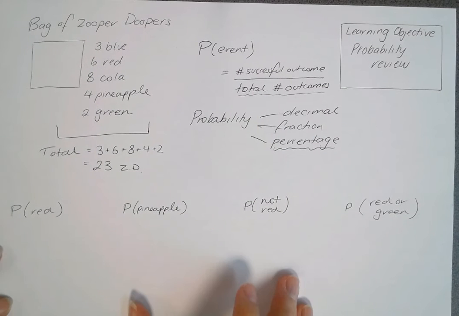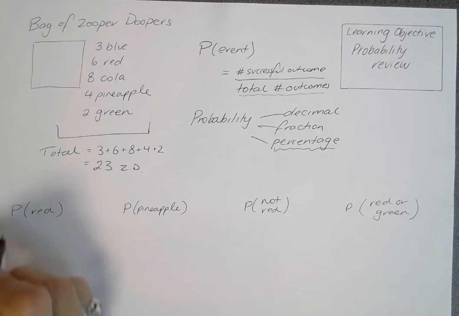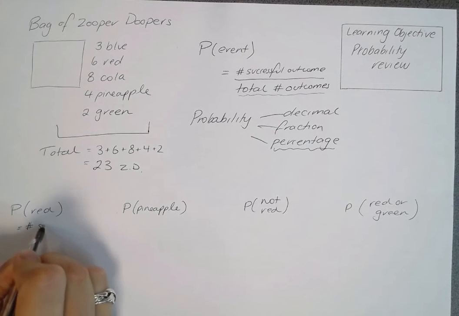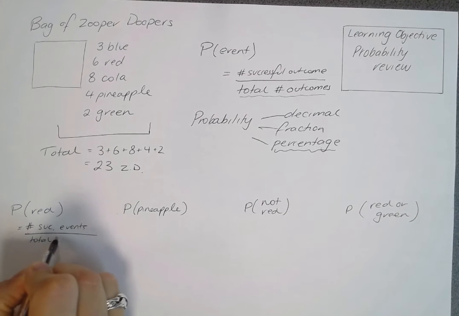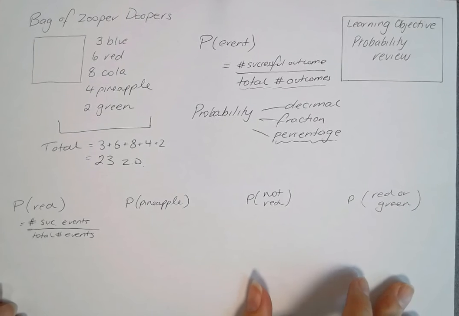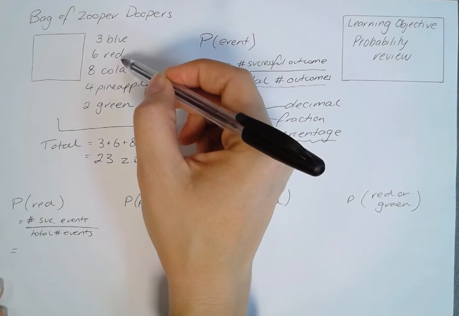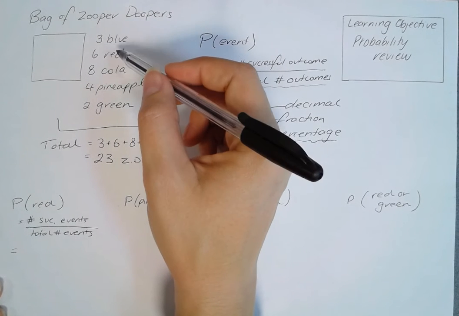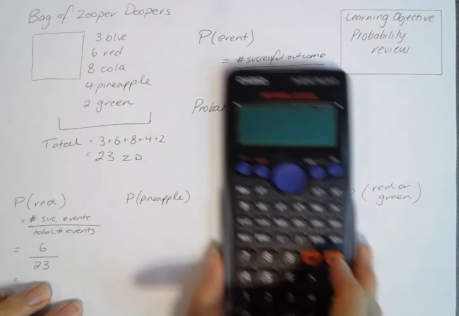Alright, so now we're trying to figure out the probability of this event, pulling out a red one out of the packet. And the probability, remember, is the number of successful events divided by the total number of events. And please don't ask, yes, you have to write some version of this out every single time. Alright, successful events. If we're trying to get a red one out, it will happen 6 times, because we've got 6 potential red Zooper Doopers to choose. So we can choose 6 of them out of a total possible 23. Now there's our fractional probability.